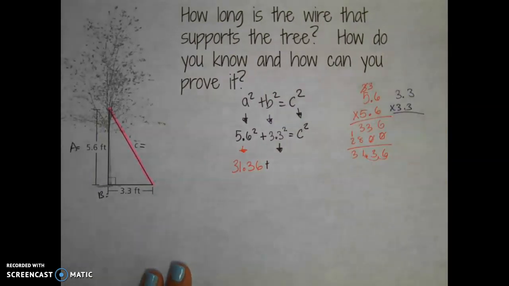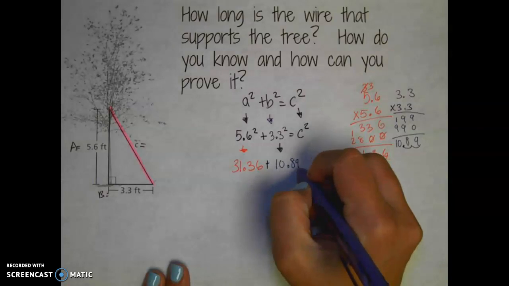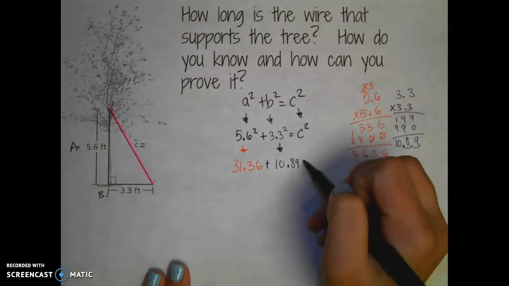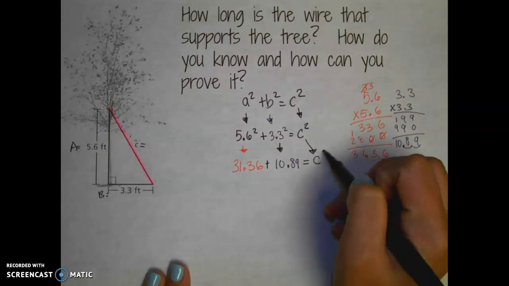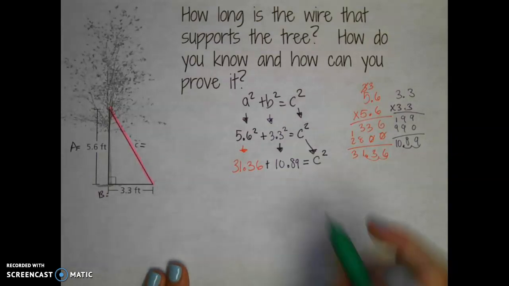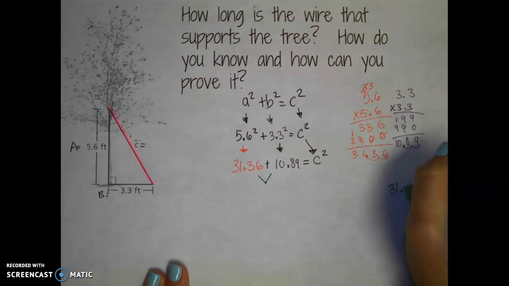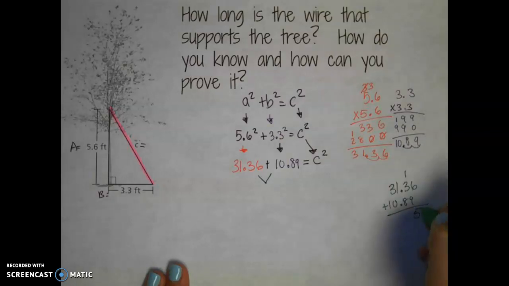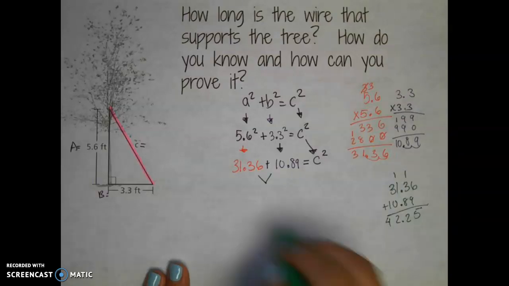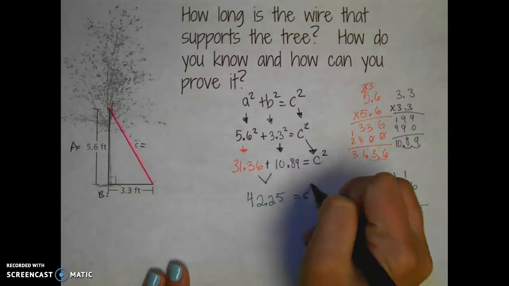Pause the video and try it yourself. So 3.3 squared is going to be 10.89. Equals, did I do anything to C yet? Nope. So all I'm going to do is bring it down as is. Now, we need to add our A and our B squared answers. So 31.36 plus 10.89. Let's see what it gives me. So I get 42.25 equals my C squared.